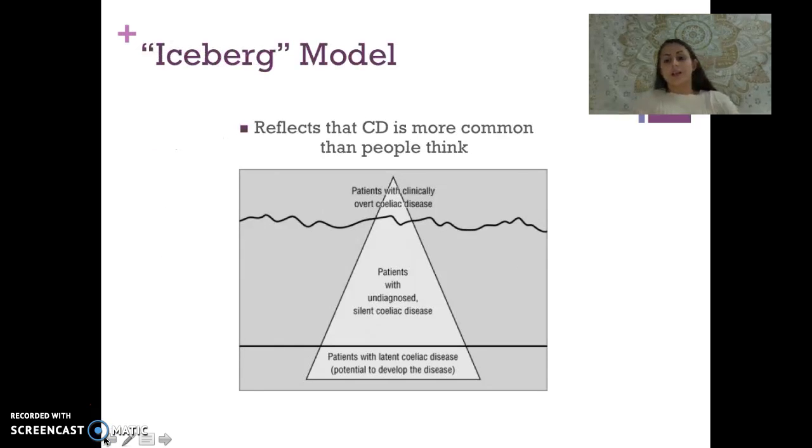This leads us to our iceberg model, and this iceberg model reflects that celiac disease is more common than people think. However, as I will talk about later, it is not accurately diagnosed, and it is not accurately screened. If you look at this picture in the middle of the screen, the tip of the iceberg represents patients with clinically diagnosed celiac disease. Then right under that waterline are the patients that are undiagnosed with celiac disease because their symptoms aren't prominent. And then lastly, there are patients with latent celiac disease, and this means they might have a genetic predisposition, but their symptoms have not arisen, or they haven't gotten tested.